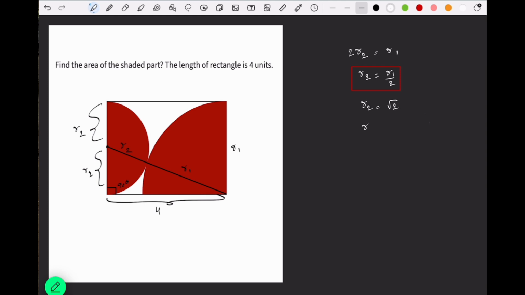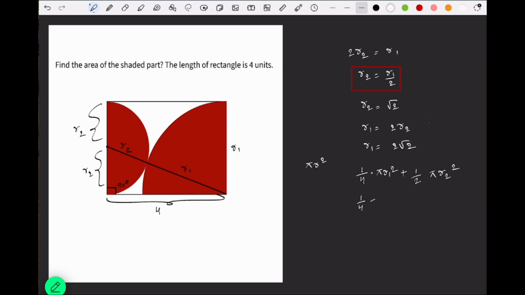Now R1 is equal to 2 times R2, right? So R1 is equal to 2 root 2. Now we know the area of a circle formula, right? It is pi times r square. A quadrant is 1/4 of a circle, right? So we can write the area of the quadrant as 1 by 4 times pi times R1 square, plus the area of the semicircle, which is half times pi times R2 square. We know the values of R1 and R2. So let's substitute those values here.